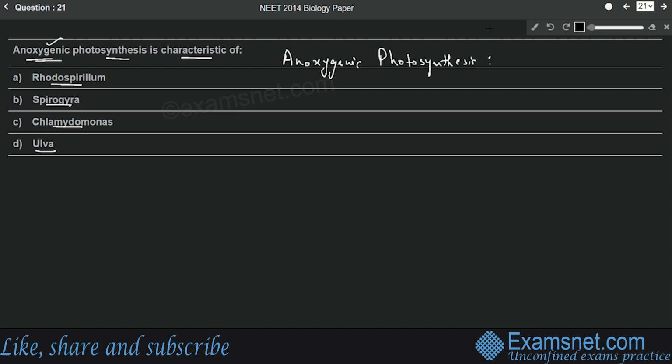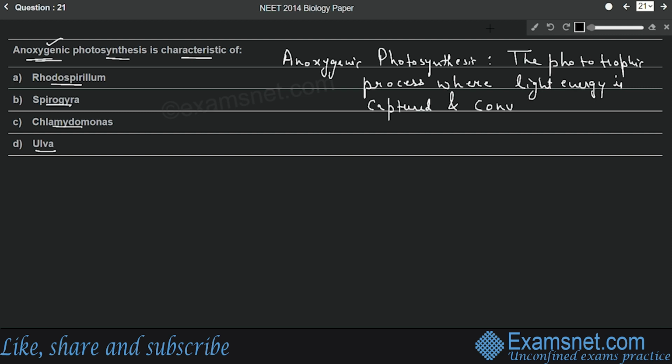So this is a type of photosynthesis or the phototropic process. Let's write it down here. The phototropic process where light energy is captured and converted to ATP without the production of oxygen.